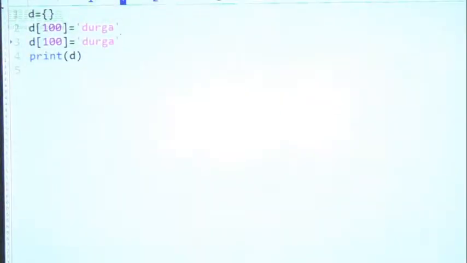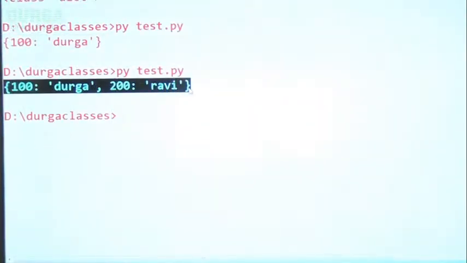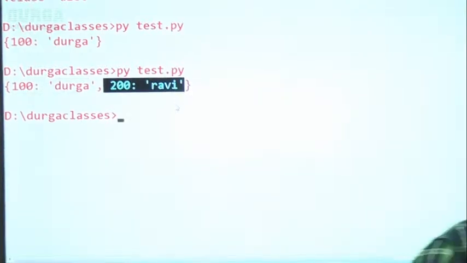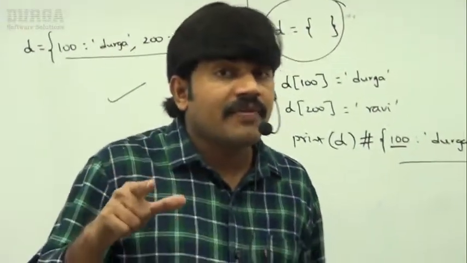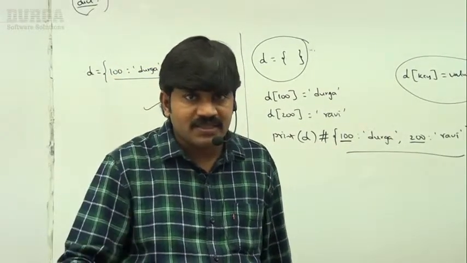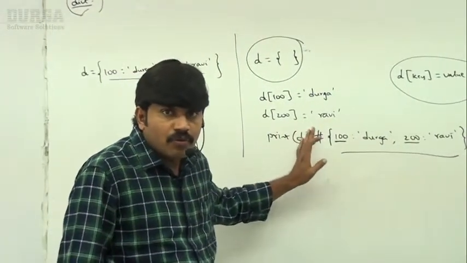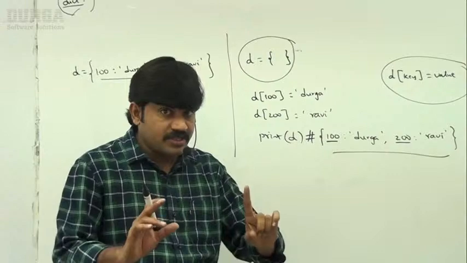Now I am taking d[200] = 'Ravi', so the second key value is also added. How many key values have I added to the dictionary? Two key values. If you want to represent a group of objects as key value pairs, then we should go for a dictionary. List, tuple, set and frozenset are meant for individual objects, but here we require a dictionary. This concept is the dictionary concept.